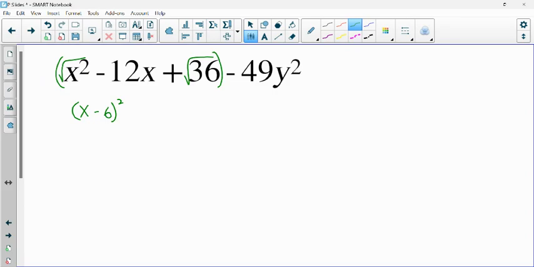We then have the minus sign from here, and it's minus 49y squared. And again, what do you notice about each of those terms? Think of this as one full term being squared, so that's a perfect square. 49 and y squared are perfect squares, so again, we're going to have a difference of squares here.